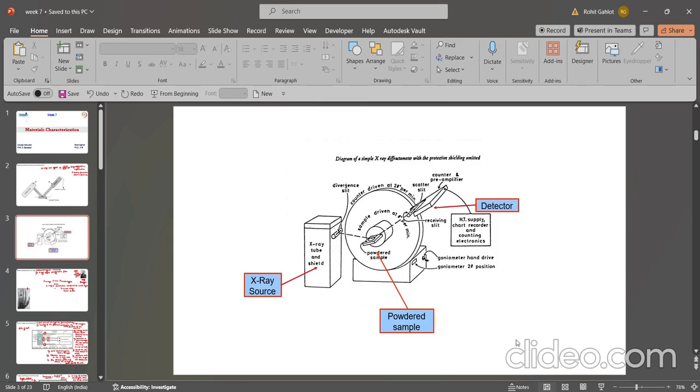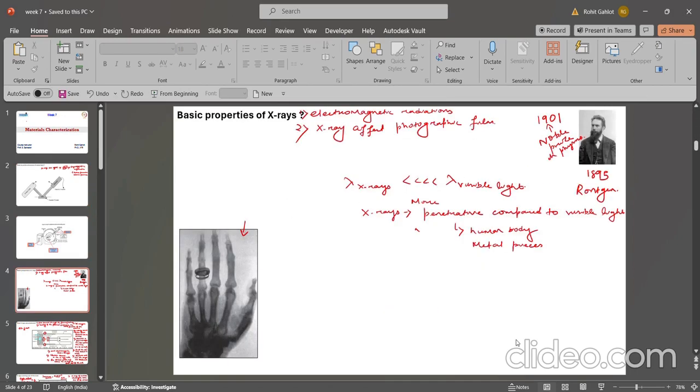Here we place the sample. So the first thing is why X-rays are so popular these days, and what are the basic properties of the X-rays. We see that X-rays are much more penetrating than light because they have higher energy, and they easily pass through the human body. That is what you can see here. That is why X-rays are very much used in radiography also.